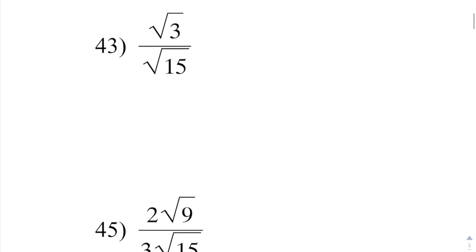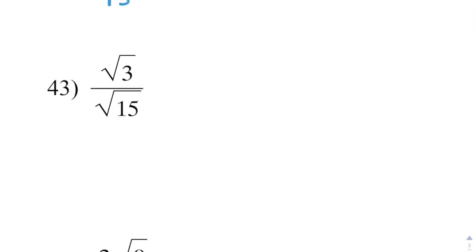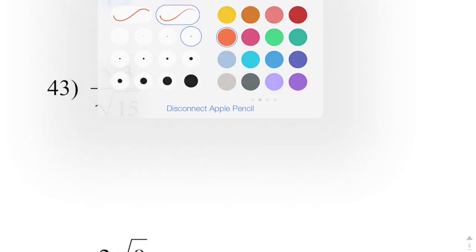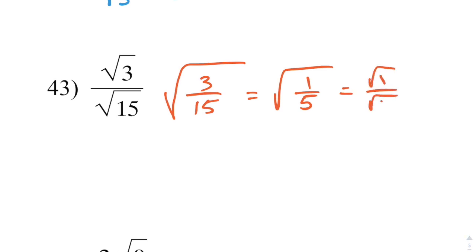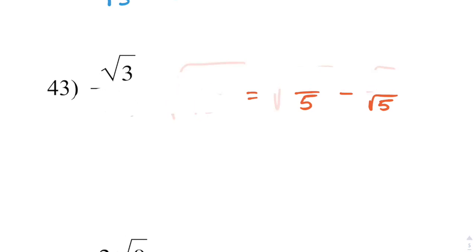Okay, 43. This one, 3 over 15. I don't really like it. I could write it like this, and then simplify it to 1/5. I'm still not getting anywhere though. Notice you still have a radical when you break it up in the denominator there. So let's not take that path. Let's just rationalize and fix it right away and then work from there.